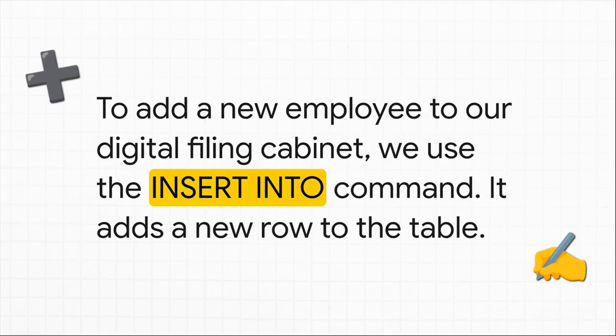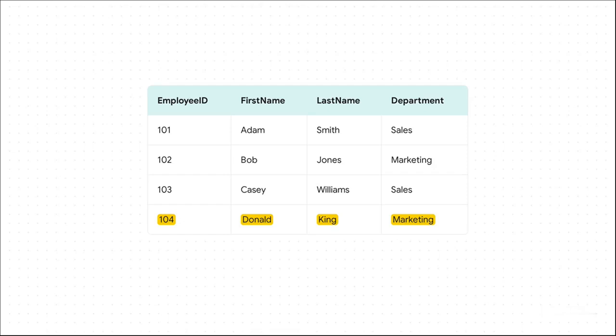Okay, first up, creating data. Let's imagine we've got a new hire, Donald King, and he's joining the marketing team. To get him into our digital filing cabinet, we're going to use the insert into command. All we do is tell SQL which table we're talking about, and then give it the info for each column. And boom, just like that, Donald's record is added as a brand new row. See? It's really that simple.